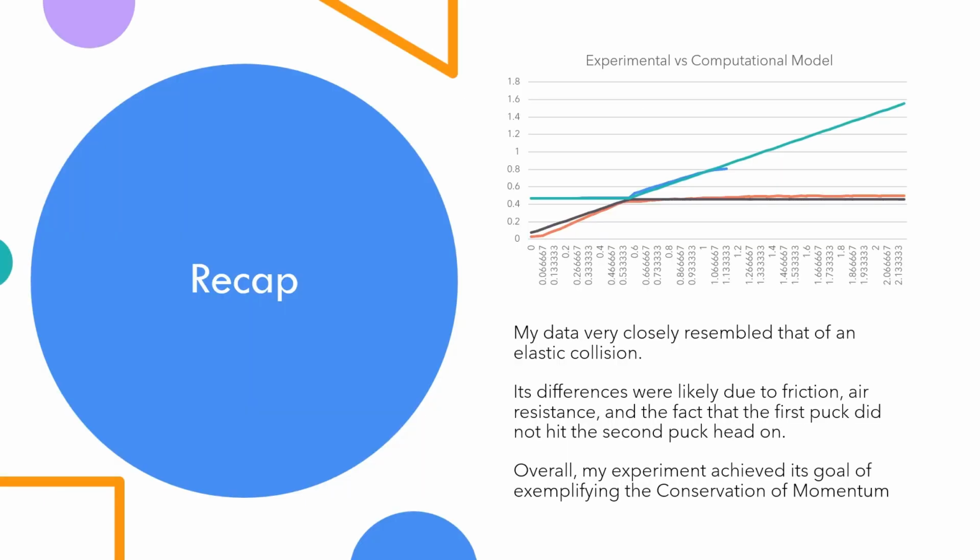So as a recap, my data very closely resembled that of an elastic collision. Its differences were likely due to friction, air resistance, and the fact that the first puck did not hit the second puck head-on. And overall, my experiment achieved its goal of exemplifying the conservation of momentum.